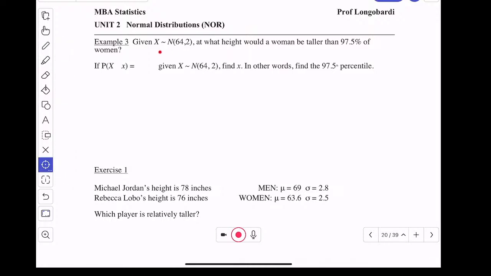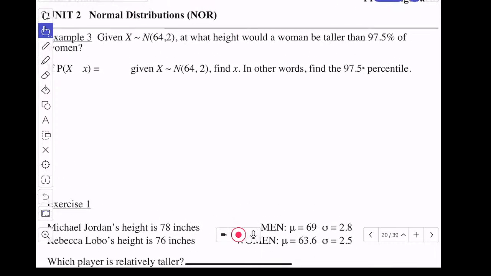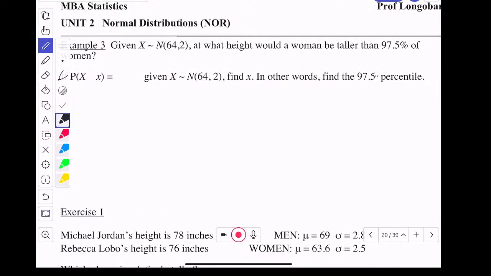Given x is distributed normal with a mean of 64 and a standard deviation of 2, at what height would a woman be taller than 97.5% of women? So how would we express that in statistical notation? What we're saying is we want to find x, the percentile, in particular the 97.5th percentile, .975.